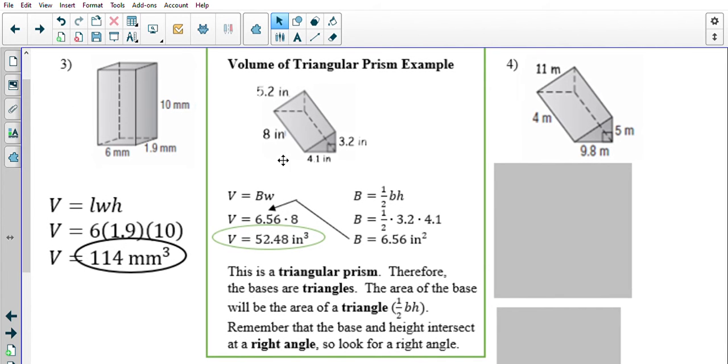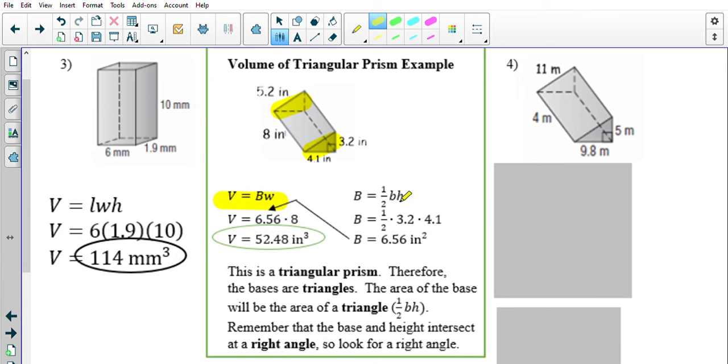So this is a triangular prism. And if we have any prism that is not a rectangular prism, we want to use the formula capital V equals area of the base times the width. Now, the base of this triangular prism, we actually have 2 of them. They're triangles. So we need to find the area of the base. And the formula for the area of a triangle is half times base times height. So in order to find capital B, area of the base, we do half times lowercase b, which represents the base of the triangular base, times the height, which is the height of the triangular base.